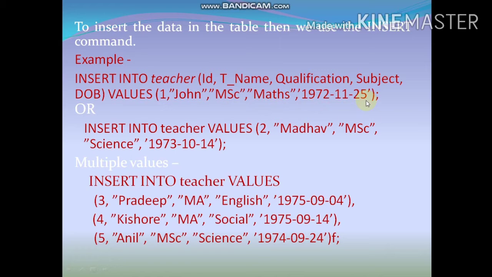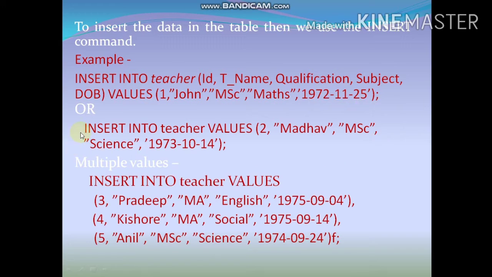Here also the important thing: when you enter the date of birth, you should put it in single quotation marks, not double quotation marks. When you write it, you should write first the year, then the month, then the date, then close the bracket and put the semicolon.